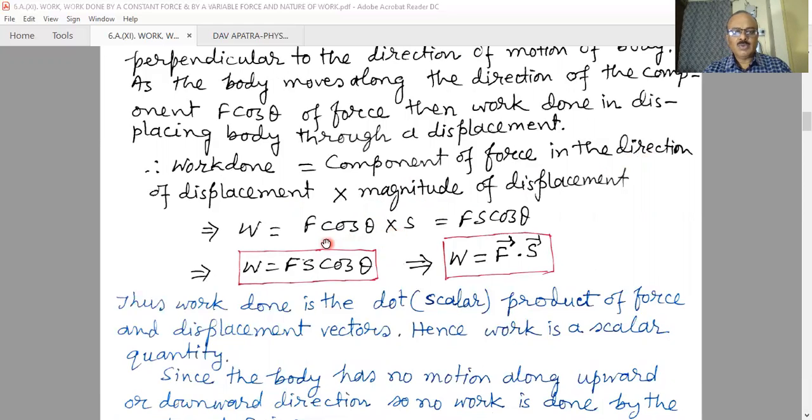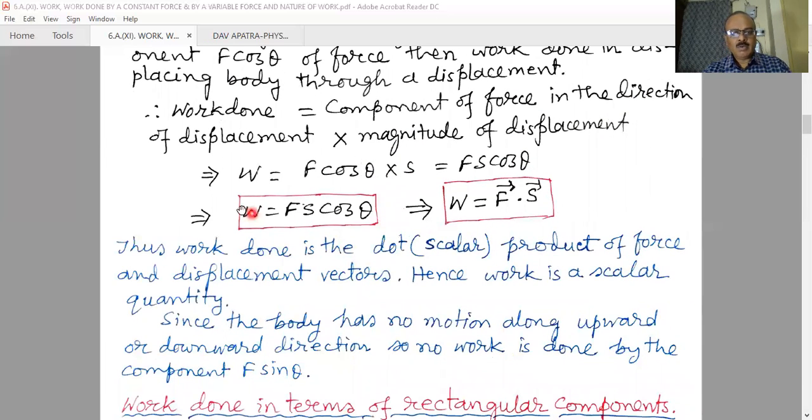Directly you can multiply now F cos theta into S. That is Fs cos theta. And work, obviously, is a scalar quantity. Now force and displacement both are vector quantities, and we know Fs cos theta, that means we can write here F dot S.